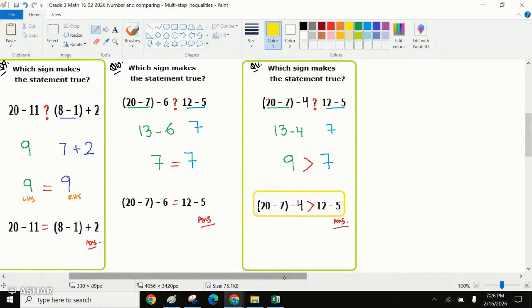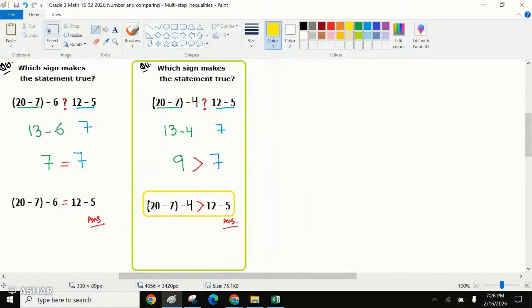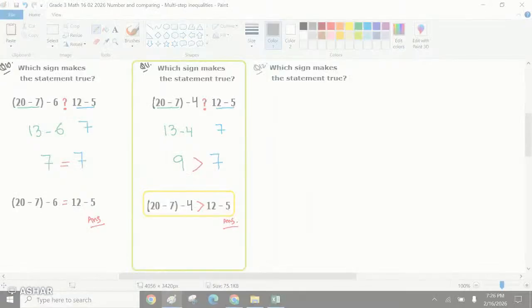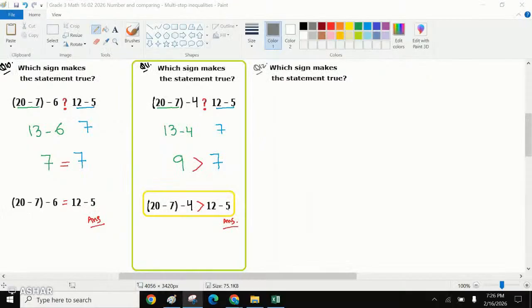For the next question, it says, which sign makes the statement true? Question number 12. Such that the statement given is 20 minus 3 minus 2. Okay, let's change something in this. Minus 4. No. Okay, let's make this minus 4.